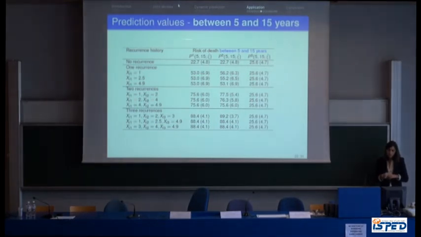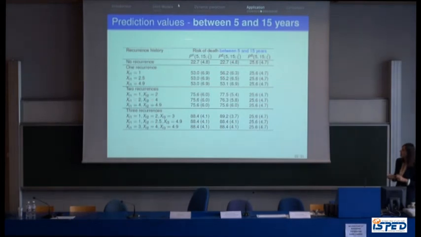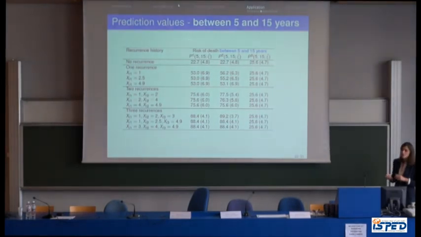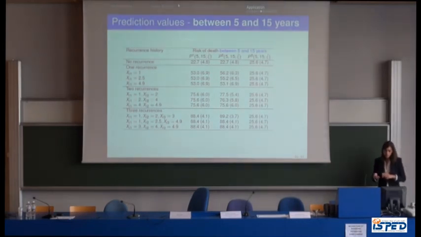We also propose the prediction for the time between 5 and 15 years, and as expected, the probabilities were higher than the prediction between 5 and 10 years. And we can see also that the prediction when patients develop early recurrences gives higher prediction than when people develop late recurrences.